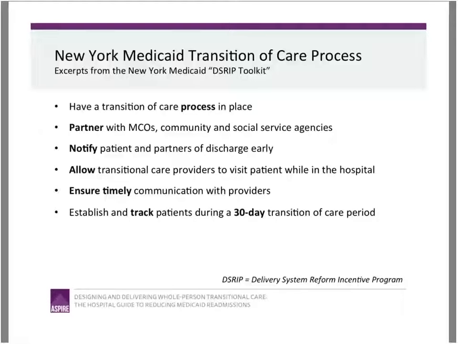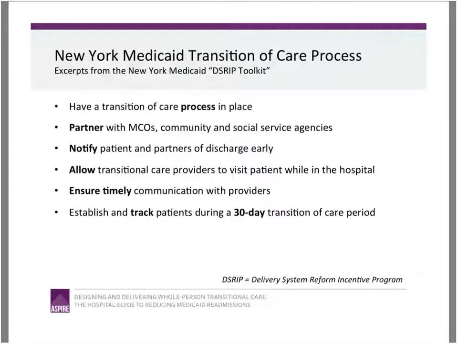As part of what's called the DSRIP work in New York Medicaid, there is a transition of care process that hospitals are expected to engage in. New York Medicaid has identified the key components of what a transition of care process needs to look like for each hospital that's doing this work. And they have identified that, like CMS, hospitals need to have a transition of care process written down in place. Hospitals must partner with Medicaid managed care organizations and community and social service agencies. Hospitals must notify the patient and receiving partners in the community of discharge as early as possible, no later than 24 hours prior to discharge.